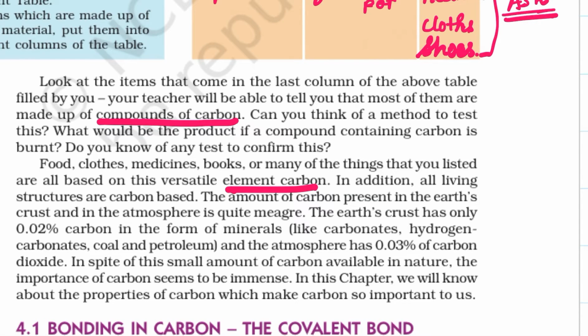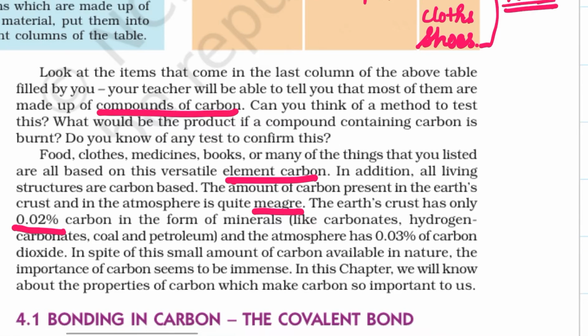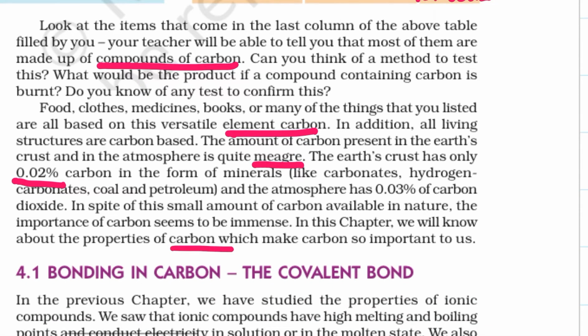Now the amount of carbon present in the Earth's crust and its atmosphere is quite meager, very little. The Earth's crust has only 0.02% in the form of minerals like carbonates, hydrogen carbonates, coal and petroleum. And the atmosphere has 0.03% of carbon dioxide. In spite of this small amount of carbon available in nature, the importance of carbon seems to be immense. In this chapter, we will know about the properties of carbon which make carbon so important for us.